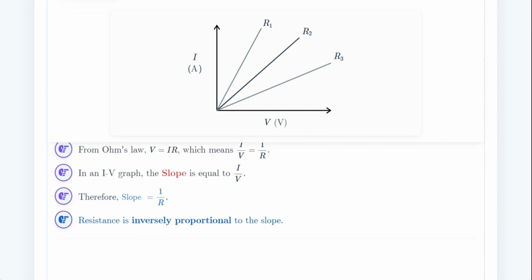This tells us a beautiful secret: resistance is inversely proportional to the slope. Think of it like walking up a hill. The steeper the hill, or the higher the slope, the lower the resistance. And vice versa.